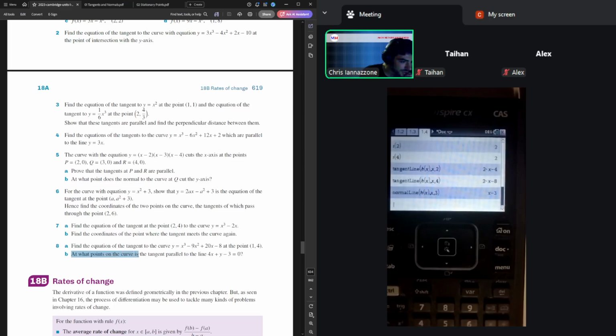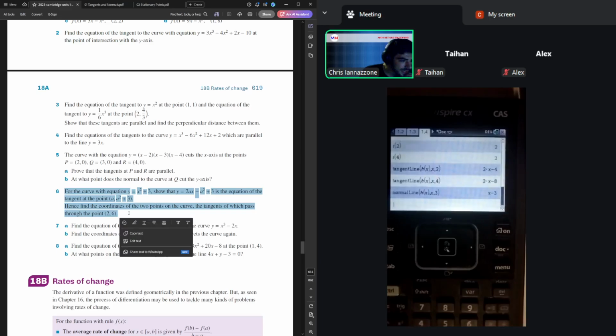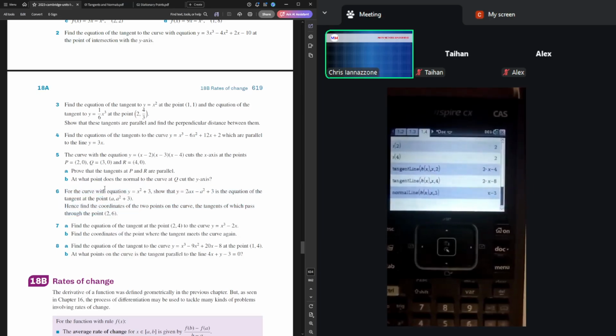At what points on the curve is the tangent parallel to this? Just rearrange this back to y equals mx plus c, and then it's the exact same question as 5a. That's all that you really need to worry about for that. But this one, we've done an example of it. Let's go ahead and, well, at least something similar. So let's have a look.